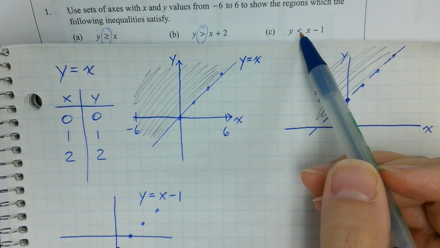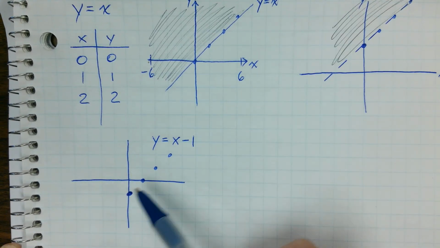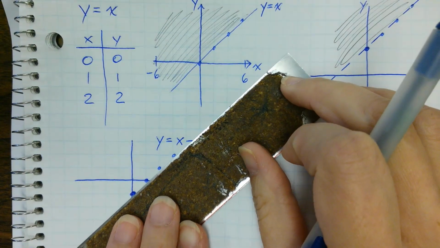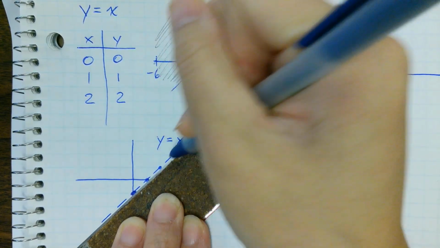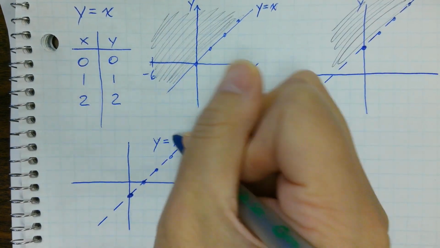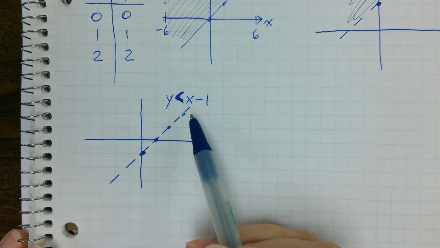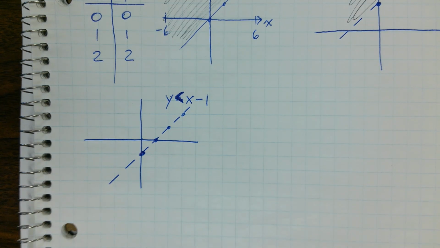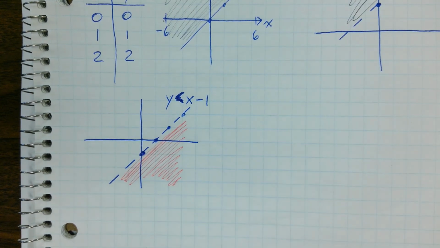It's y less than x minus 1. Okay, y less than. So should I do a solid line or dotted line? Dotted, because there's no equal to. So a dotted line connecting those points. Y less than. Should I shade in the top part or bottom part? Bottom, because it's less than. So I shaded that.